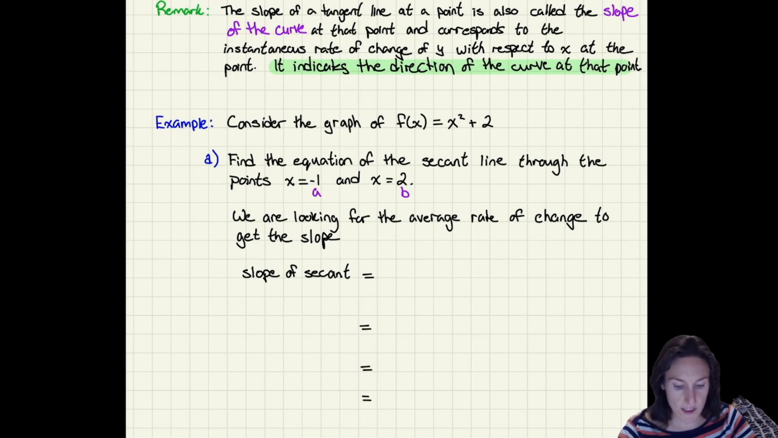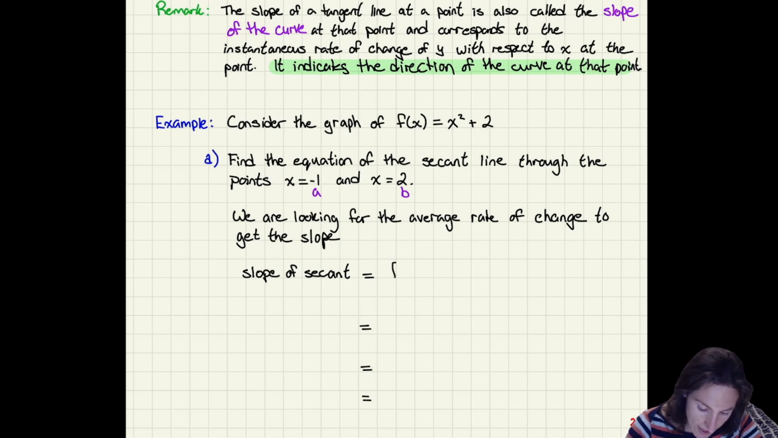Now, let's do an exercise where we're looking at, say, the plot of a standard parabola that's shifted up by 2. And we're going to find the equation of the secant line through the points -1 and 2. So this is like our A, and this is like our B in our equation. And so we know how to find the actual slope of the secant line. That's f at B minus f at A. So f of 2 minus f at -1. And then we divide that by B minus A, or in our case, 2 minus -1.